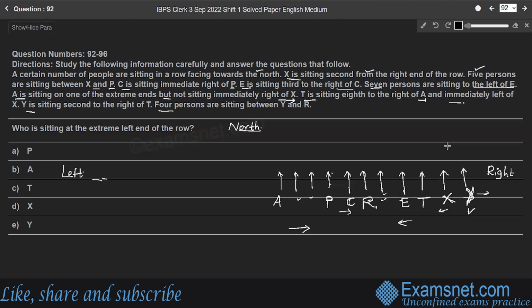So the question is, who is sitting at the extreme left end of the row? The extreme left end is this end. So A is sitting at the extreme left end of the row. Therefore, option B is the right answer.